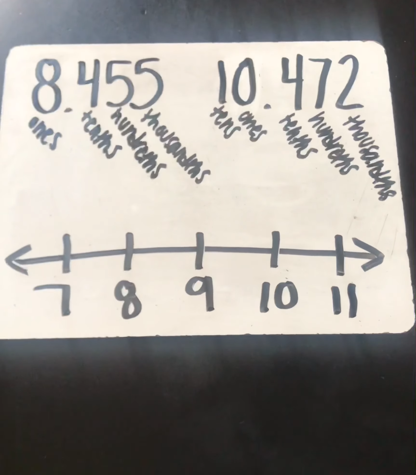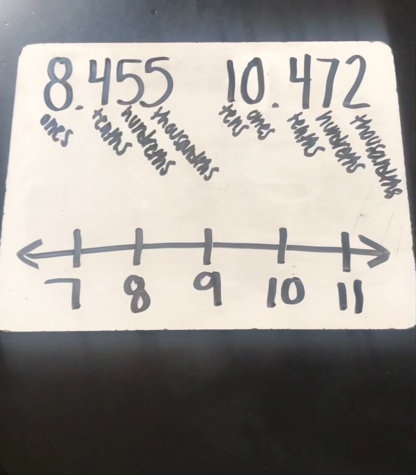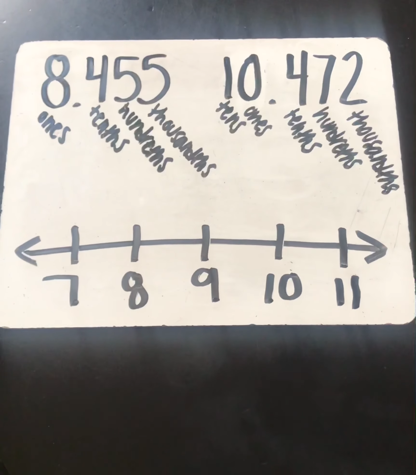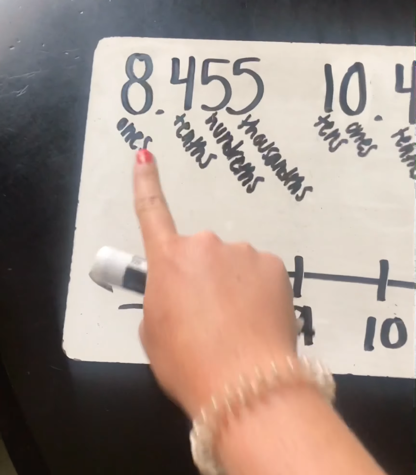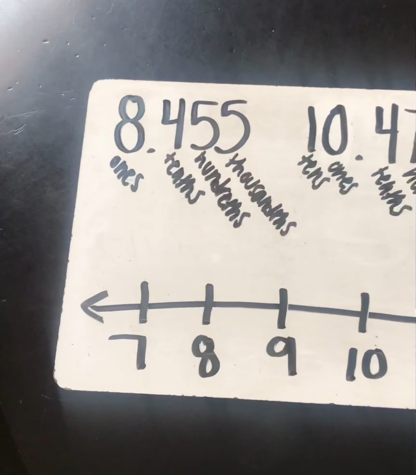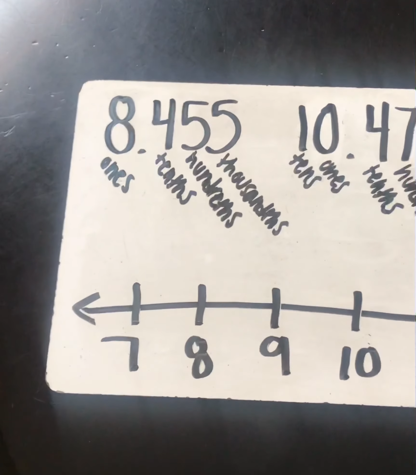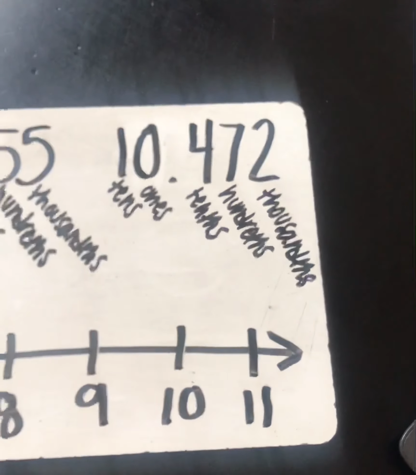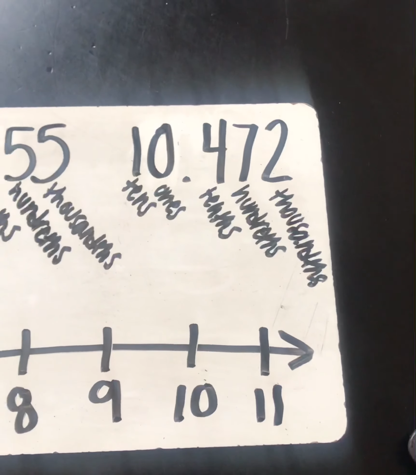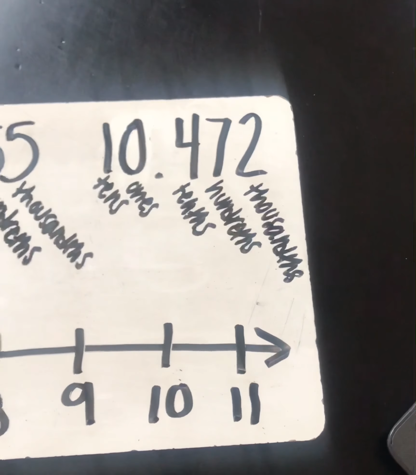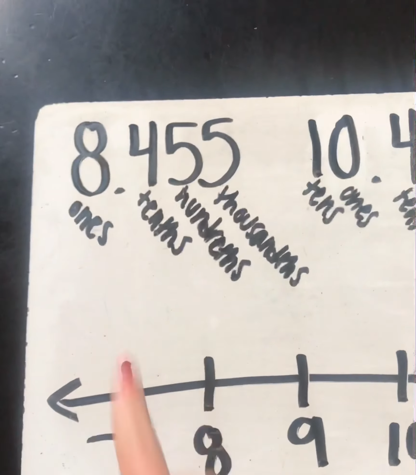All right, so now our goal is to round these two decimals to the nearest hundredths place. To the left, we have a decimal that we read 8 and 455 thousandths. And then this decimal we read as 10 and 472 thousandths. We're going to start with this decimal here.